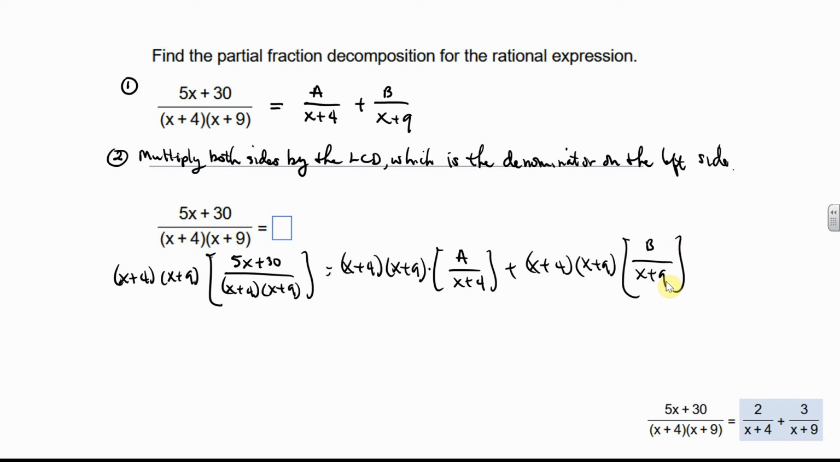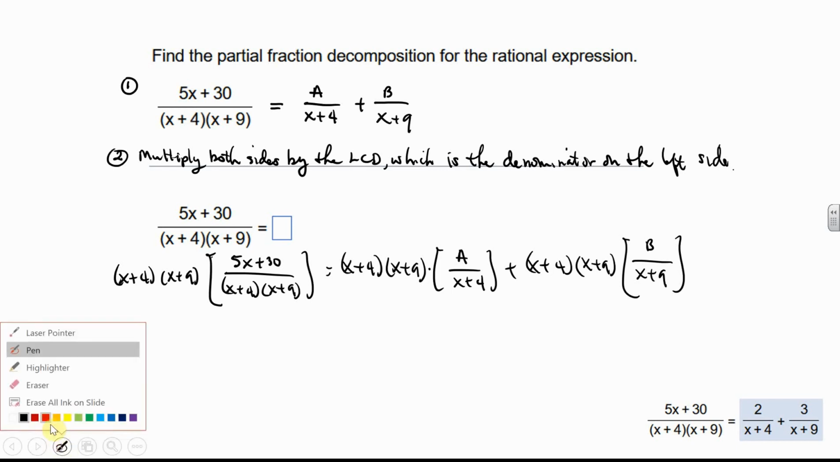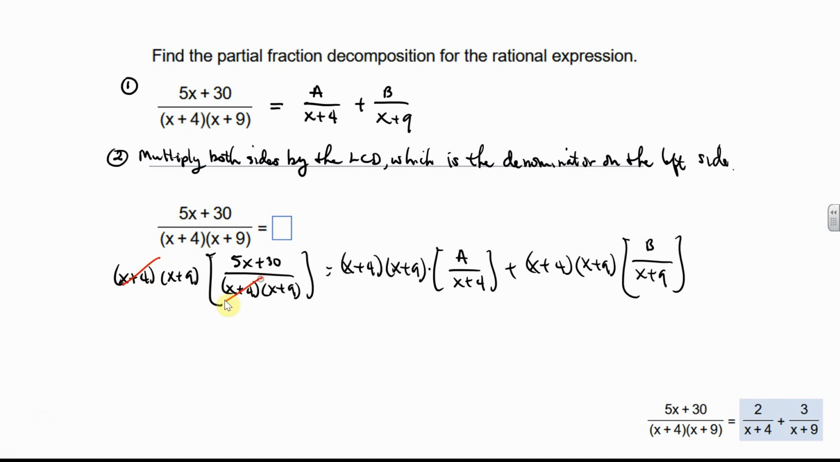All right. Now, the reason that we're multiplying by the LCD is that we want to clear the fraction. We want to get rid of the fraction. That's the goal. So now look at what cancels out. X plus 4 is divided by x plus 4. X plus 9 is divided by x plus 9. Here, this is only x plus 4 that's canceling. Over here, x plus 9 is canceling with x plus 9. Does that make sense? Okay. Now let's just rewrite what we have left. What I have left is 5x plus 30 is equal to A times x plus 9 plus B times x plus 4.